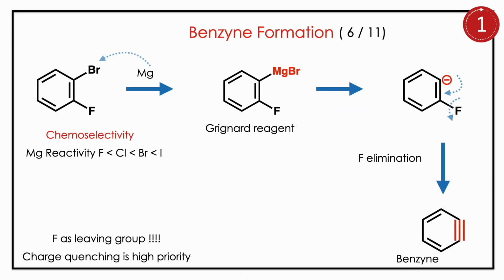Then the next example: you have fluorobromobenzene reacting with magnesium. There is a chance of Grignard reagent formation at either bromine or fluorine. The bromine bond is weaker compared to fluorine, so it forms the Grignard reagent. Basically, it's a chemoselectivity: we are choosing between bromine and fluorine. Magnesium forms the Grignard reagent. Basically, it's a nucleophile. Since there is no possible quenching pathway, fluorine eliminates and you have benzyne formation. Fluorine rarely acts as a leaving group, but due to the instability, here it leaves and you have benzyne formation.